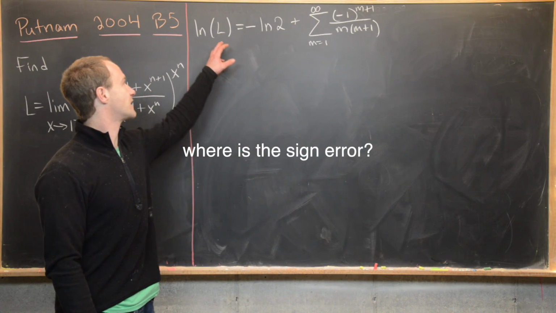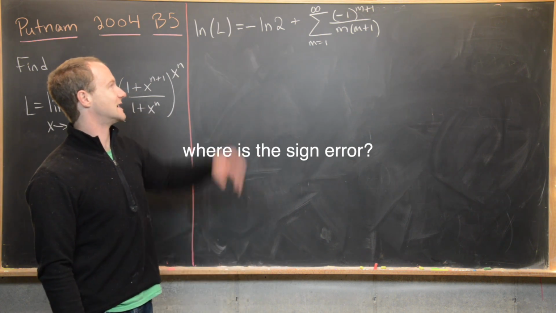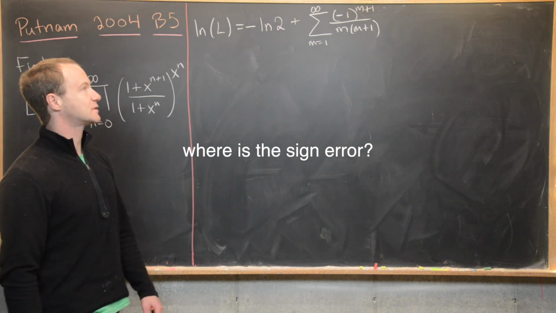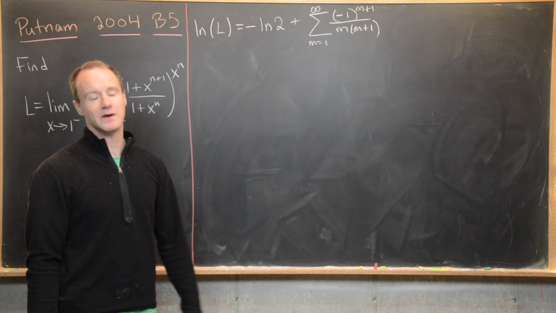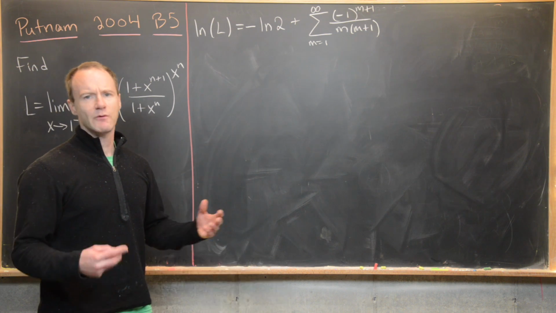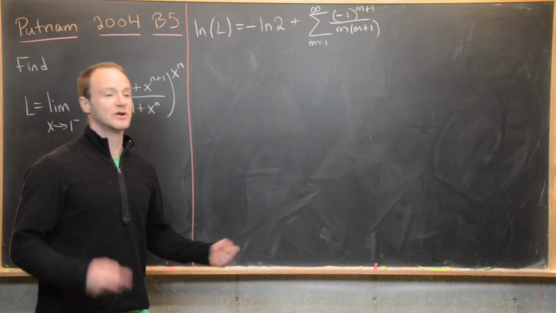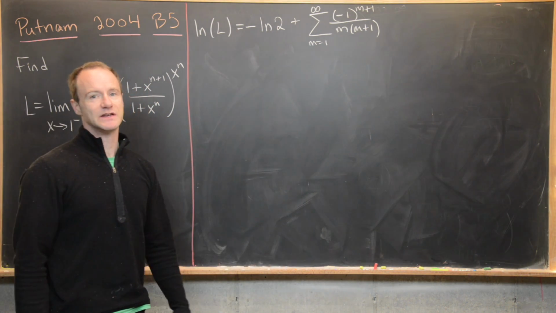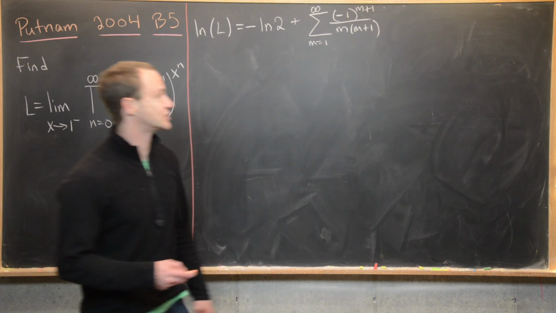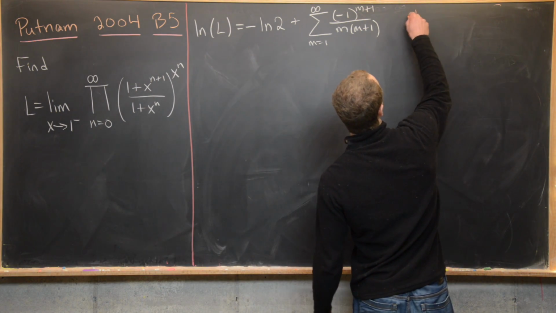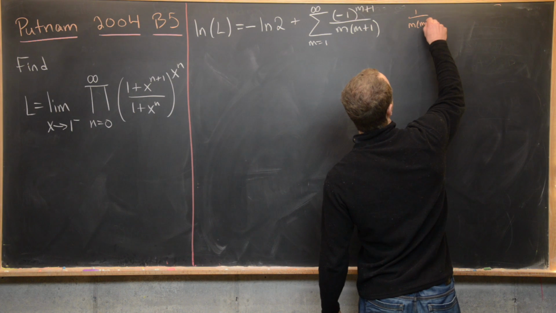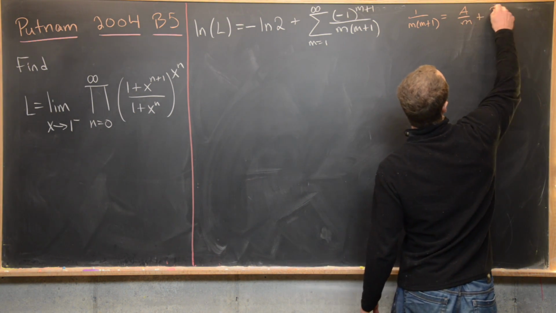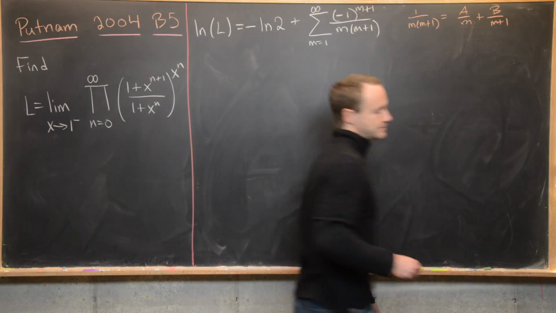So far we're here. We've got the natural log of our goal limit is minus natural log of 2 plus this sum as m goes from 1 to infinity of minus 1 to the m plus 1 over m times m plus 1. Now we want to be inspired by the fact that integration and summation are pretty similar, so perhaps we could use a technique of integration to solve this, like partial fractions or something. So let's maybe take this 1 over m times m plus 1 and try to split it up like a over m plus b over m plus 1.